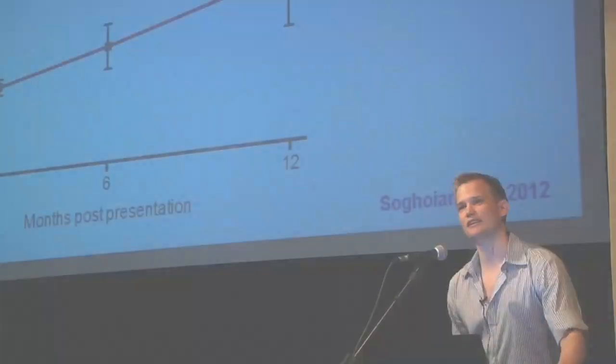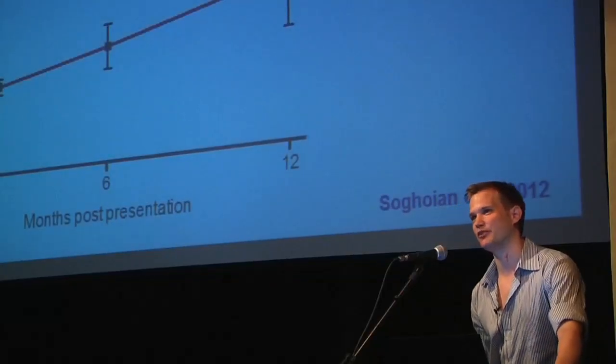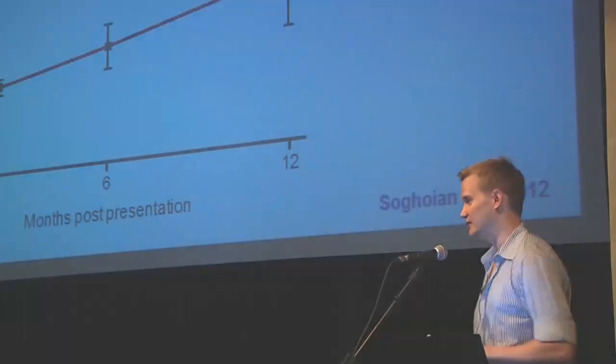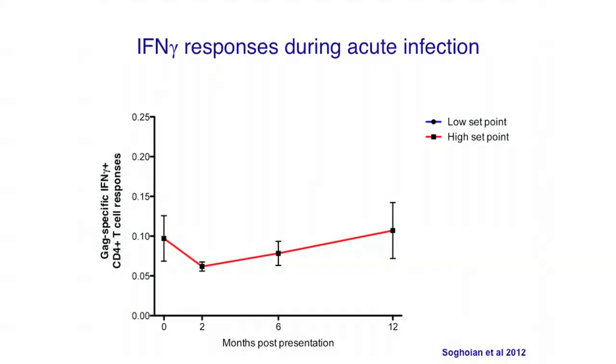We first look at the interferon gamma secretion in both of those groups of the HIV-specific CD4 cells. And what you can see is they have a very low level of CD4 T cell responses, but we see an initial decrease in the CD4 responses towards the 2 months time point, and then low levels of those responses in the patients that reached a high virus set point.